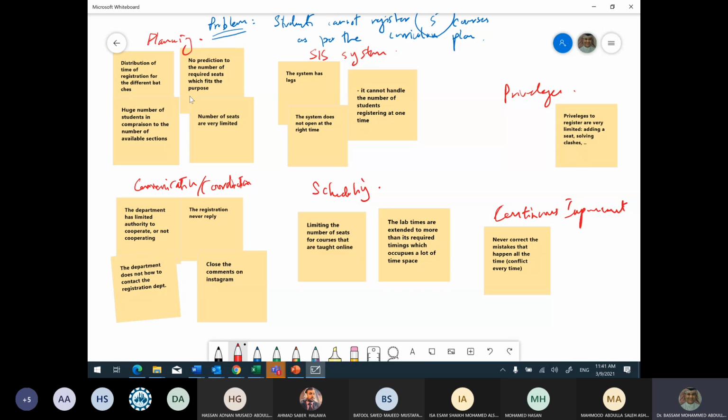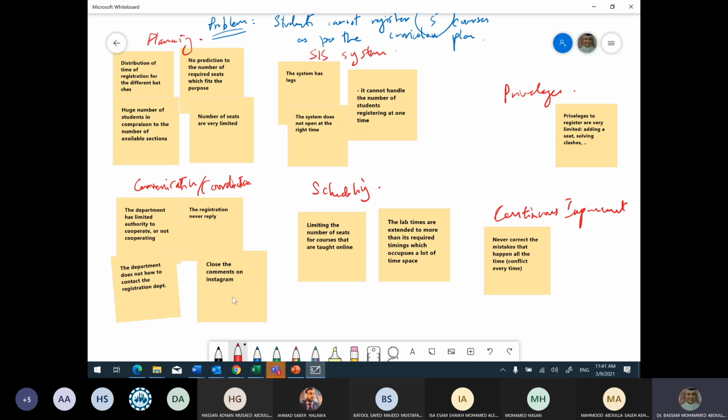If you go to planning, for example, you already mentioned some of the solutions. That means we need to increase the number of seats. And one of you said, no, it's not about increasing the number of seats. It's about predicting exactly the number of seats that fits the purpose. If we predict it, we will have seats that are suitable to the numbers that are going to register. So here we are putting solutions so that we can solve. And then we go to a solution. What is related to communication, coordination?